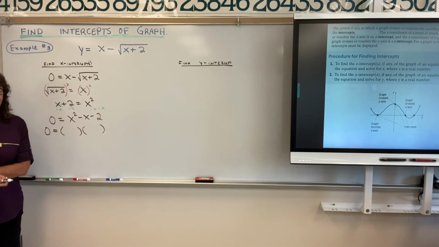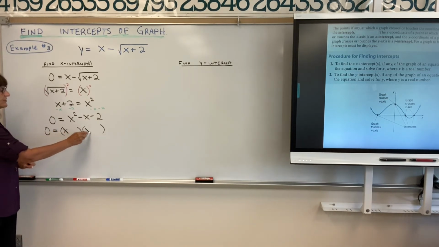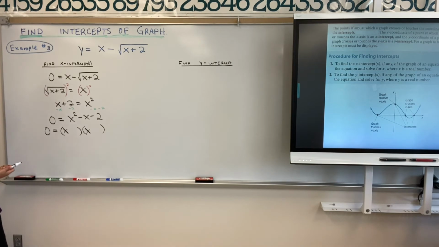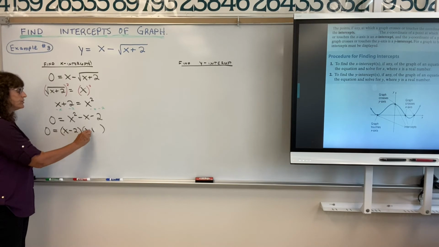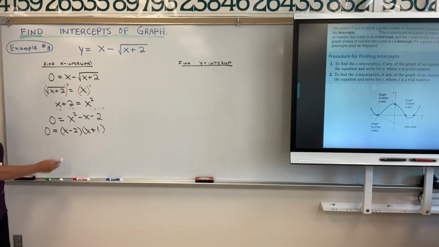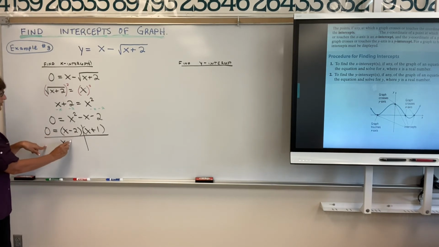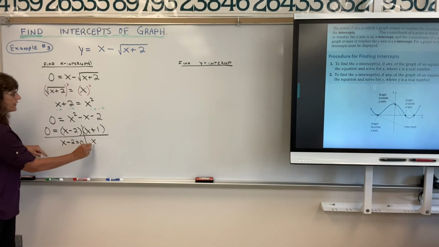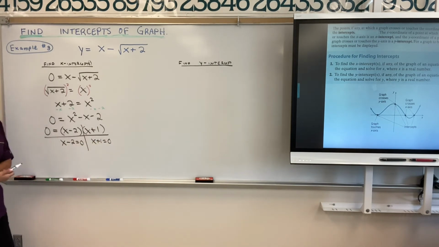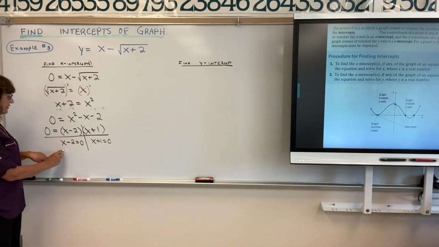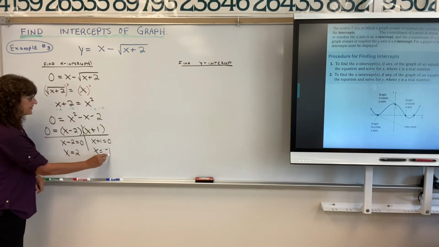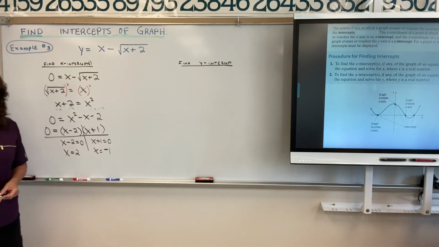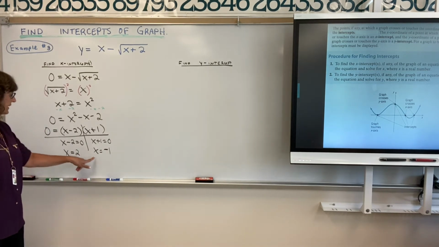So let's factor. All right, how do we factor this? x times x is x squared. We need a product of -2 and a sum of -1. So -2 and +1 will take care of that. All right, so then what would we have? Set this equal to 0. When is this quantity equal to 0? When x minus 2 is 0, when x plus 1 is 0. All right, so when we solve here, add 2 to both sides and take away 1 from both sides, and we're here.